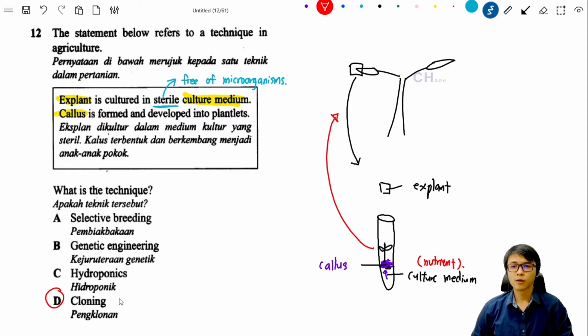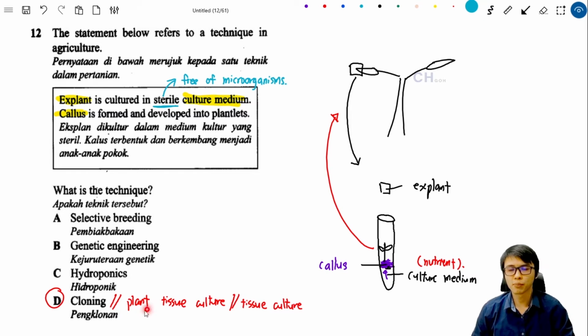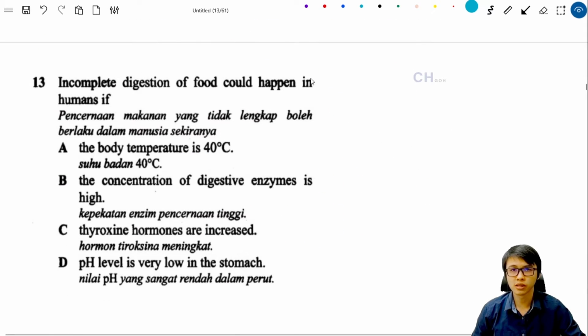Sometimes in your textbook or in your exam, you will see we don't call it cloning, but instead we call it plant tissue culture. Sometimes people call it tissue culture as well. So tissue culture and plant tissue culture, they are the same technique. Alright, so let's continue. Question 13.